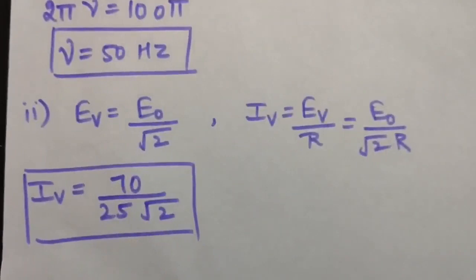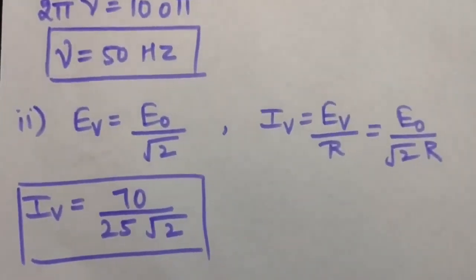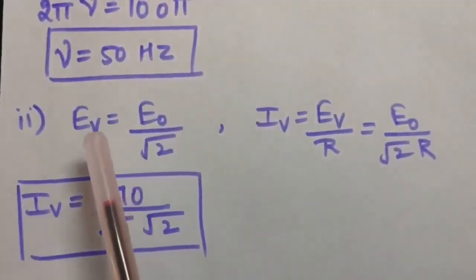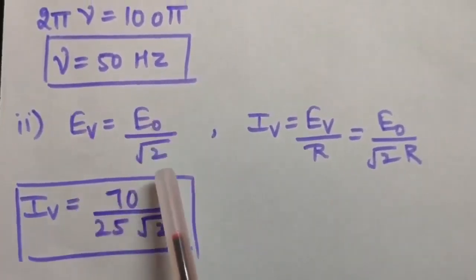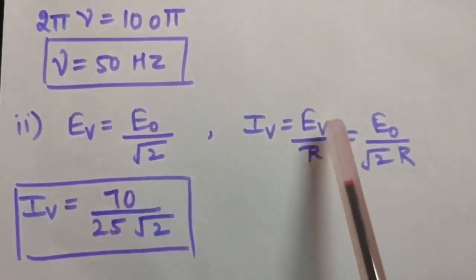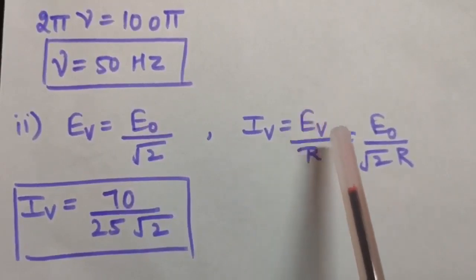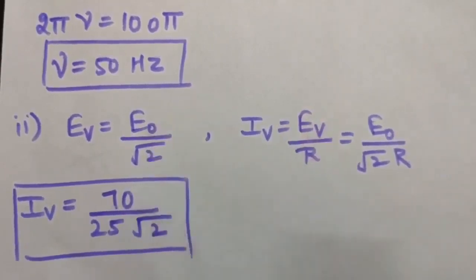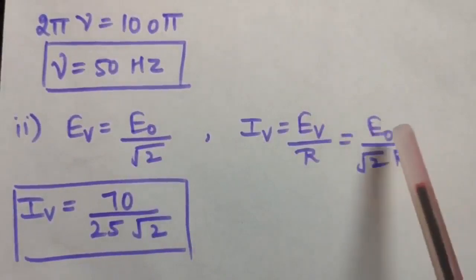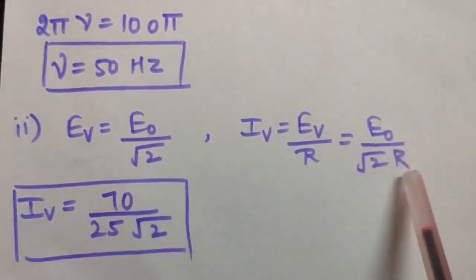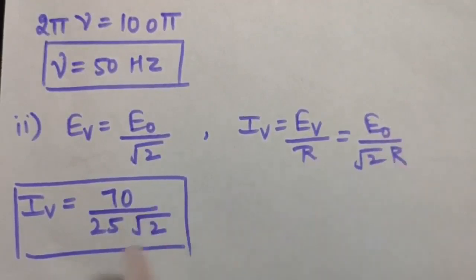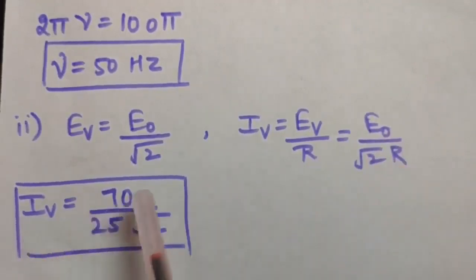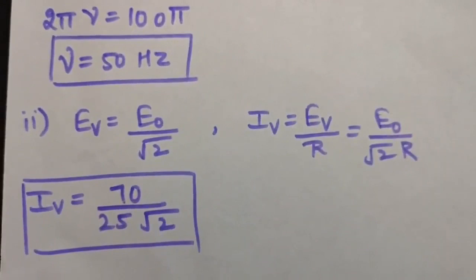In the second part, you have to calculate the RMS value of the current. Now you know the RMS value of the voltage is E naught upon root 2, and I_rms is nothing but E_rms upon R. So when you put the value of E_rms, that is E naught upon root 2, you will get I_rms to be E naught upon root 2 R. Now you know E naught is 70, and R is also given in the question, that is 25 ohms. So I_rms will come to be 70 upon 25 root 2.